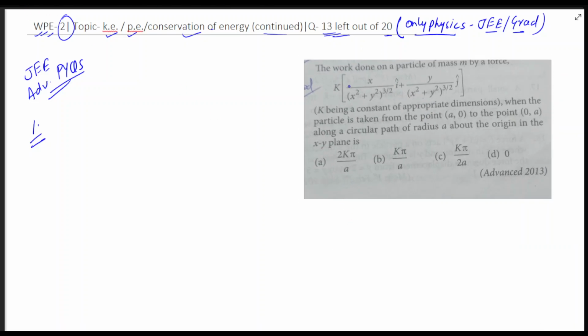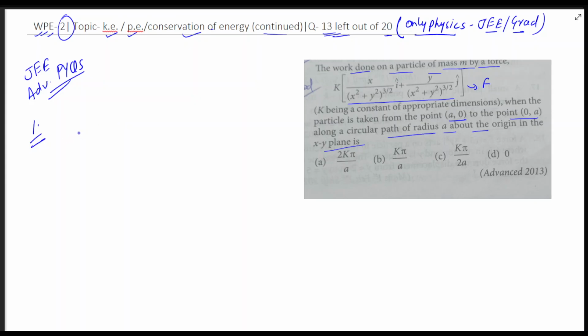In this question, it is asking the work done on the mass by a force. So this is our force. When the particle is taken from a comma 0 to 0 comma a along a circular path of radius a about the origin in the xy plane. Actually, this question is based on a variable force.